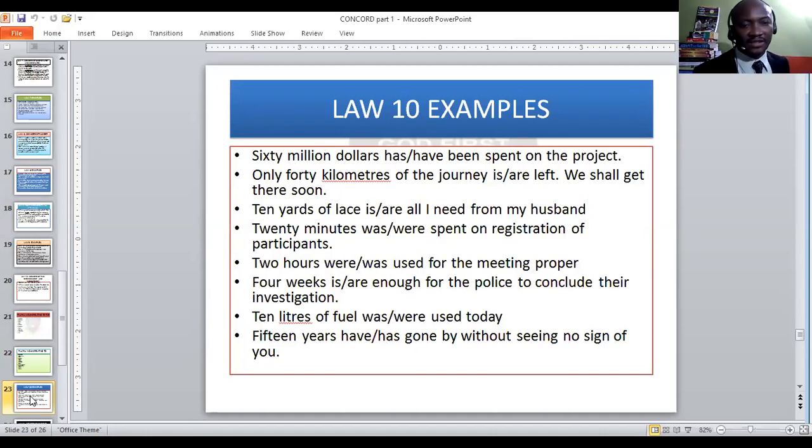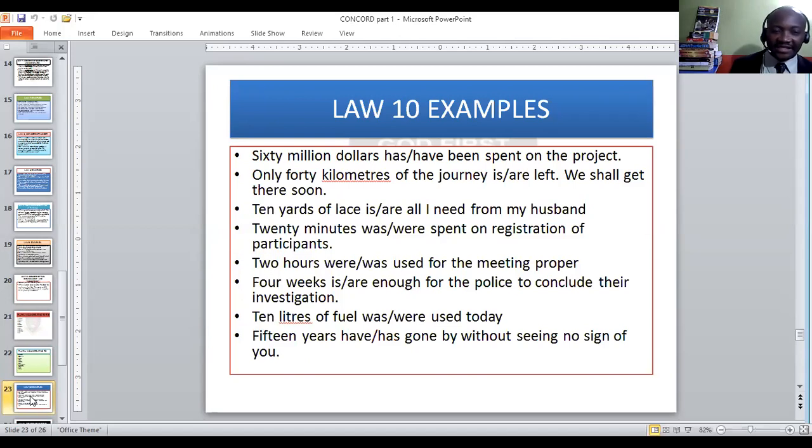$60 million has not have been spent on the project. Only 40 kilometers of the journey is, not are, left. We shall get there soon. 10 years of love is, not are, all I need from my husband. 20 minutes was, not were, spent on registration of participants. 2 hours was, not were, used for the meeting proper.